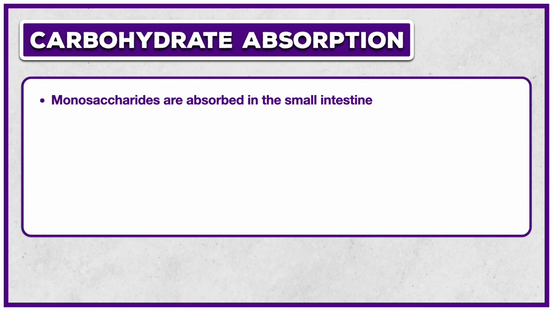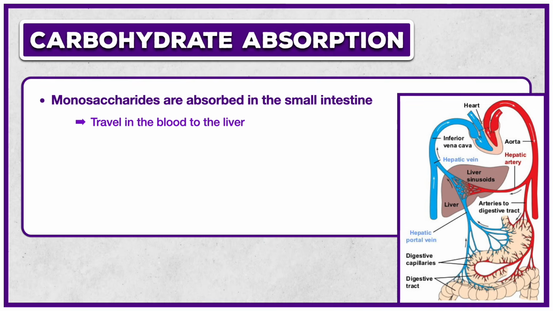After starch and disaccharides are broken down into monosaccharides, the monosaccharides are absorbed in the small intestine. They pass through the intestinal cells and travel in the blood to the liver via the hepatic portal vein, which connects the liver to the digestive tract through a network of smaller blood vessels. Once they arrive, the liver can convert fructose and galactose to glucose.